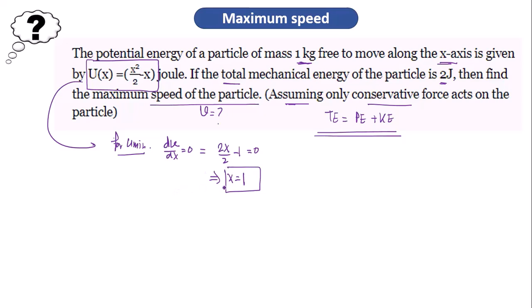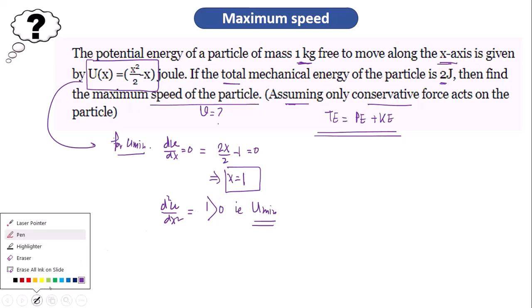Now I have to check whether at x equals 1 the potential energy is minimum or not. So for that I will go for the second derivative. So d²U/dx² is what? d²U/dx² is simply equal to 1. So that number is positive. So that means we can say that U becomes minimum. Now the final conclusion is that U will be minimum at the x equals 1 location.